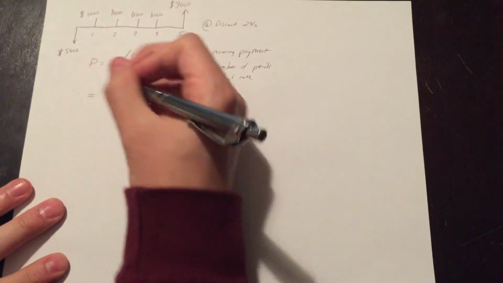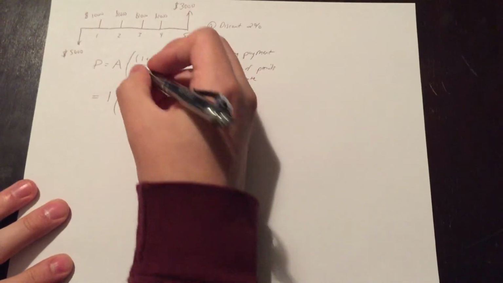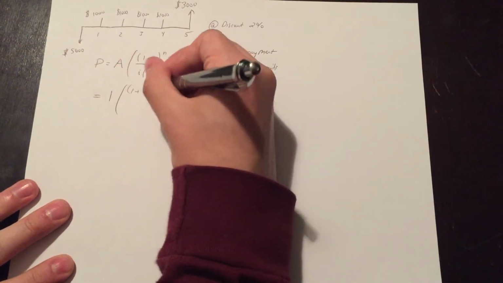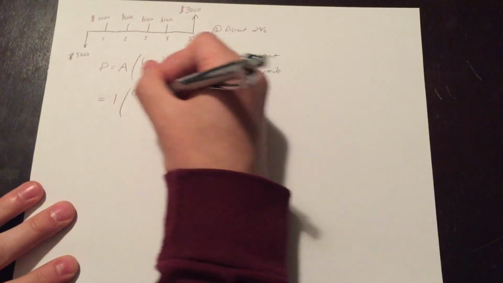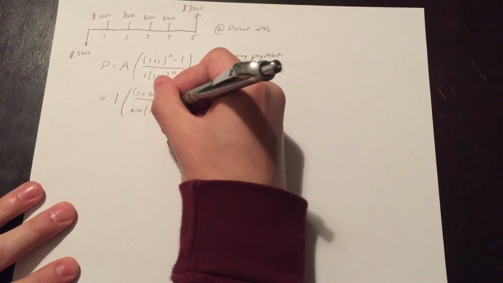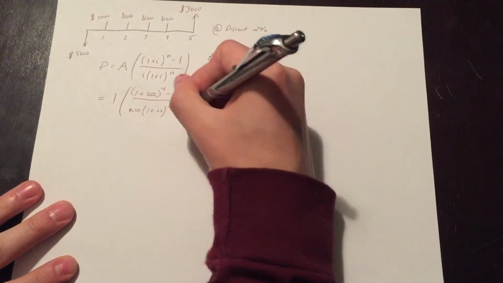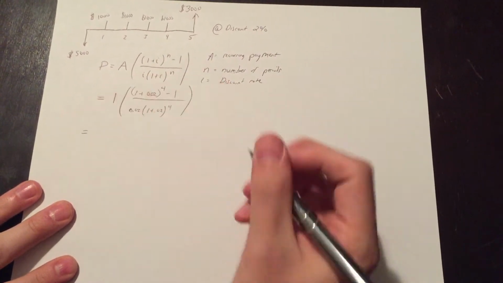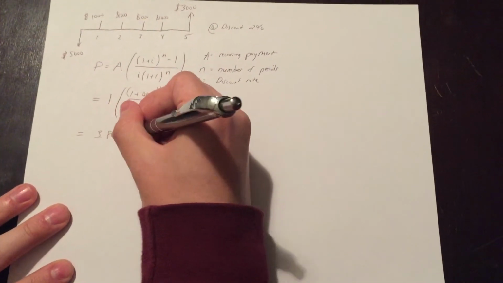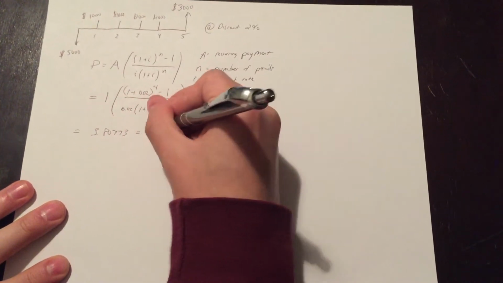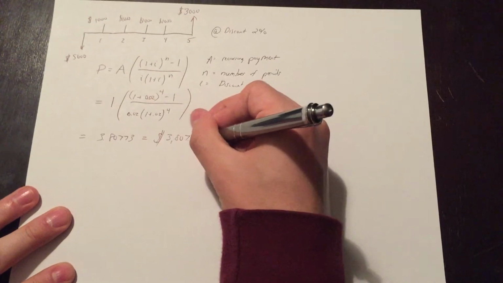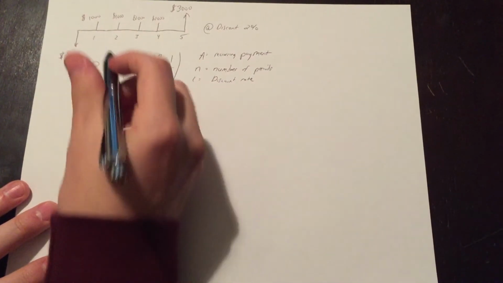Alright, so plugging in your actual values, I'm going to plug in 1 for 1,000 just to make it a little simpler. 1 plus 0.02 to the 4th power because it's over 4 months, over 0.02 times 1 plus 0.02 to the 4th again. Plug it into your calculator and you'll get a value of 3.80773, which in money terms is $3,807.73. So that's for these 4 right here.